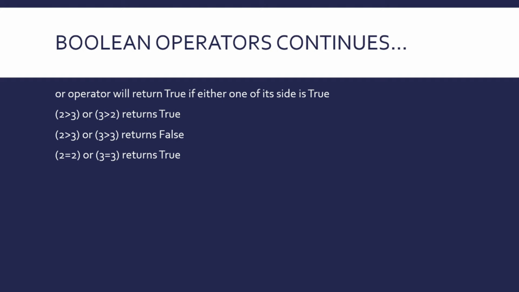It will check if any one of the expressions is correct. Here in the second example, 2 greater than 3 or 3 greater than 3 returns false, because both the expressions are false. And in the third statement, 2 equal to 2 is true, so it will not check further. It will directly print true here because it already got true as one output. The rest of the expression it will not check, it will just return true.